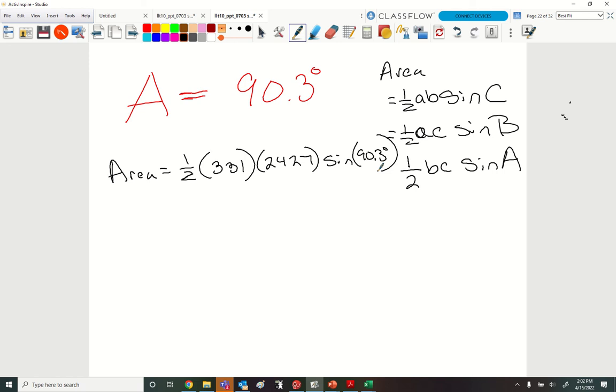So my area, and don't forget, this is going to be a big number because it's area, and area is always square. Think of a square that would be 10 by 10. The area of that square would be 100. So what are we going to get here?